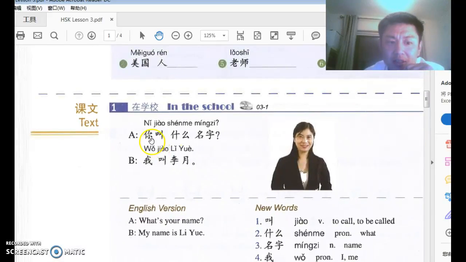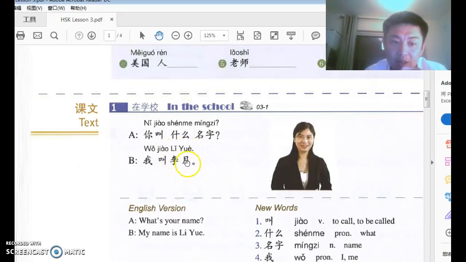The first line is easy. 你叫什么名字? Exactly what the title is. And then B says 我叫李月. Li is the most common surname in China, the biggest surname actually in the whole world. And I am one of them. My name is Li Chao, right? So Li is my first name, which is put at the beginning of the name.